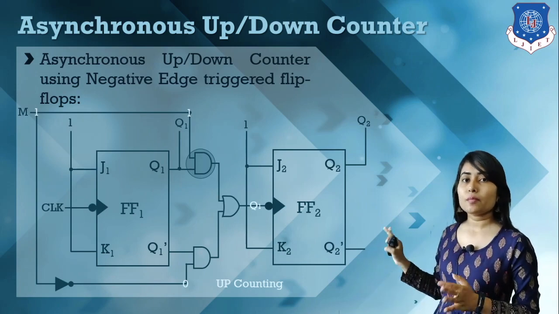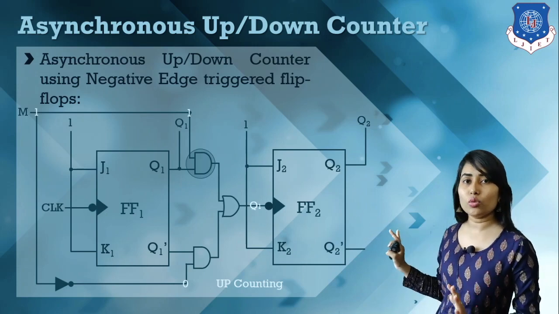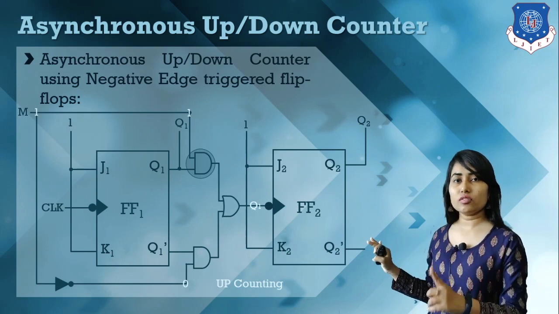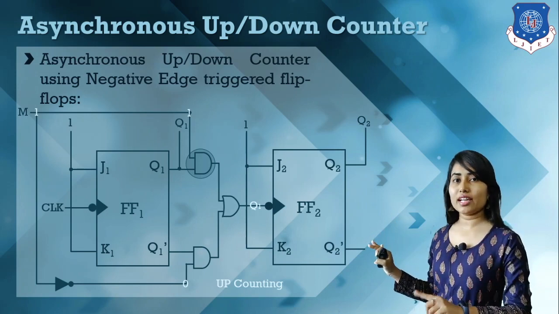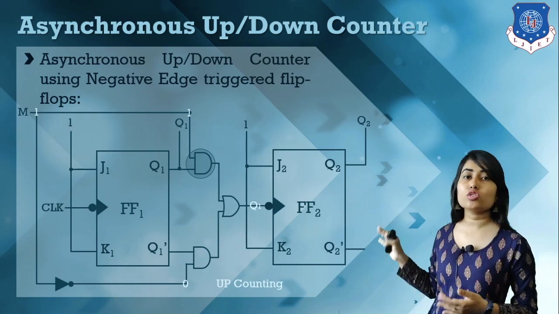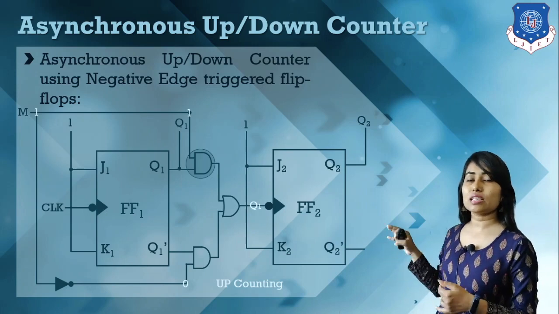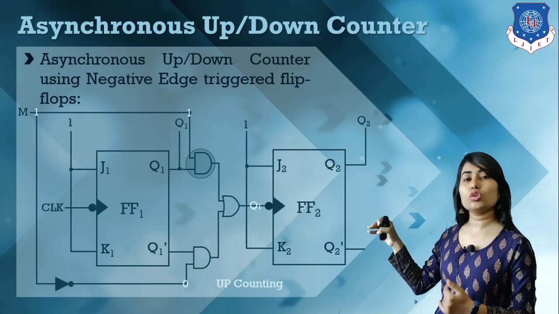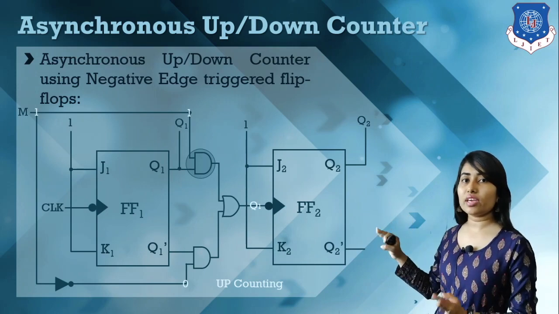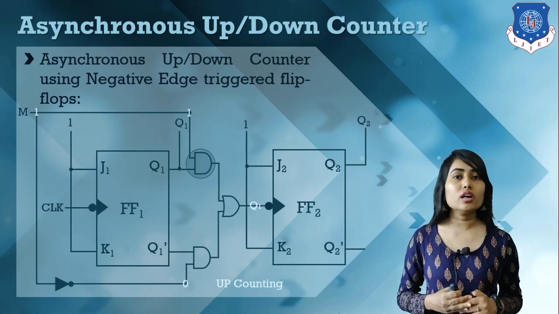So simply we have an asynchronous up counter circuit, as we connect Q1 over here for a negative edge trigger flip-flop. Whenever we have a negative edge trigger flip-flop and we want to count in the upward direction, we connect Q1. As M is equal to 1, this AND gate will be disabled, because 0 into Q1 dash is equal to 0, and here we have 1 into Q1, so basically Q1. So the second flip-flop's clock is Q1, so it works as an up counter and counts in the upward direction.